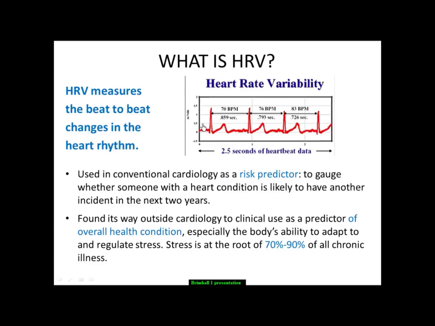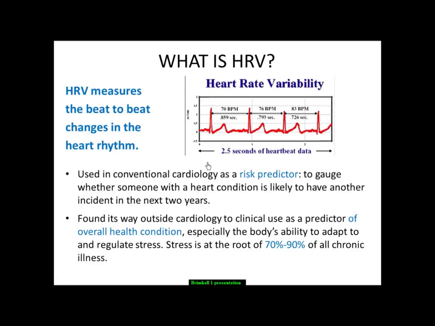Hence the name variability, we want to see that the time between each one varies. That means that person has a very robust autonomic nervous system, which regulates this function. It's used in conventional cardiology as a risk predictor to gauge whether someone with a heart condition is likely to have another incident in the next 2 years. We know that it equates to functional illness.